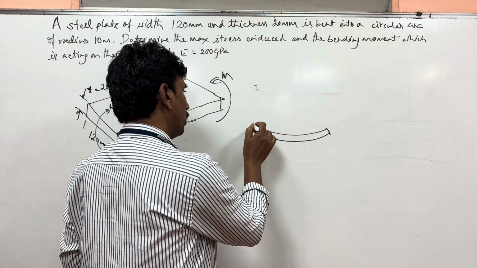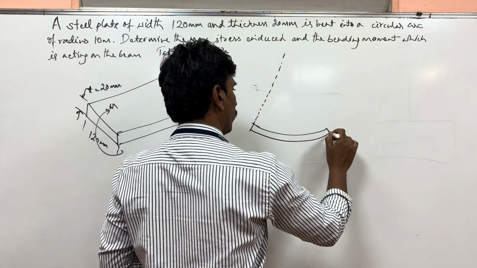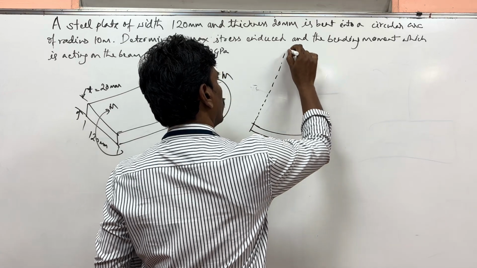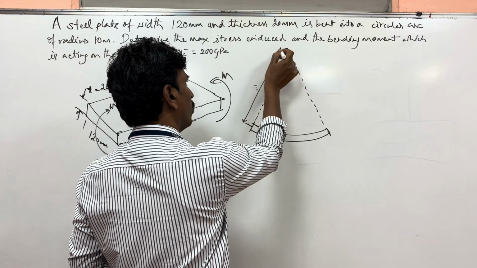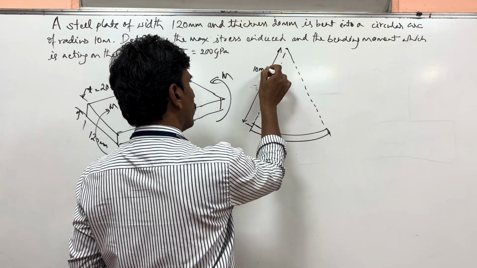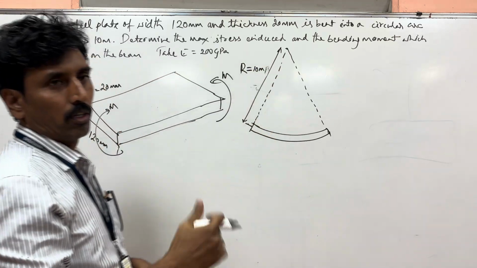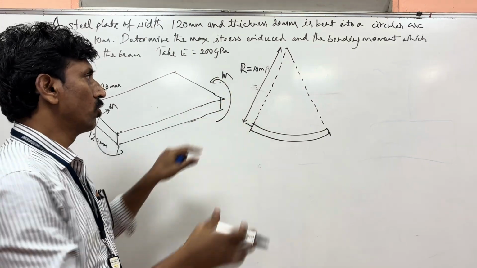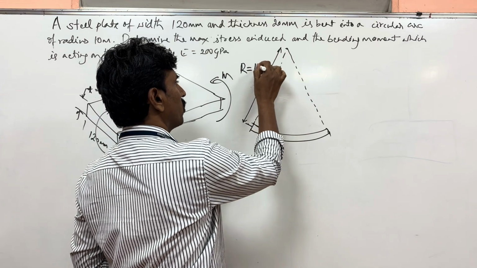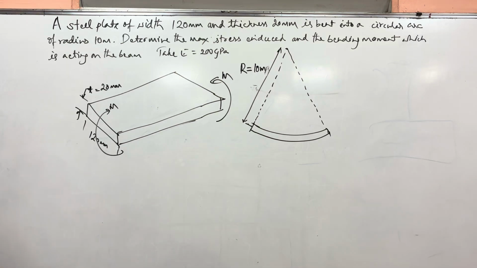So that means if you draw perpendicular lines from these two ends like this, this goes and meets here, and this distance will be equal to 10 meters. So this refers to R. You know, M by I is equal to sigma b by y is equal to E by R. We had not used any equation with any term related to R before. It is the first problem with this. So R is actually 10 m.